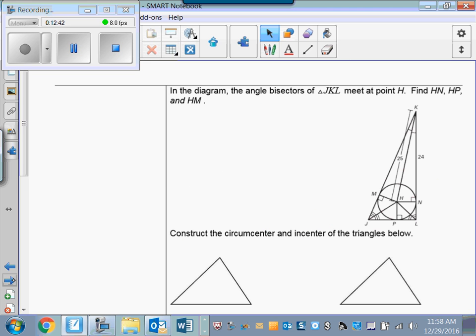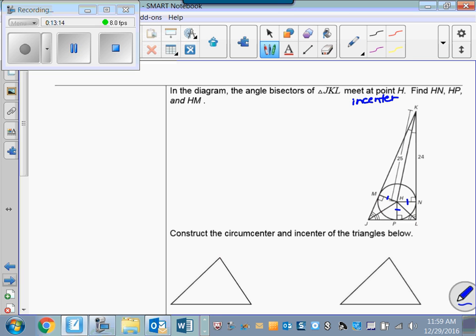All right, what do we got next? Another example. In the diagram, the angle bisectors meet at point H. What does that mean point H is? That means point H is the incenter. And we know, therefore, that these are equidistant. H is equidistant from each of the sides. So I know that HN is congruent to HP and is congruent to HM.